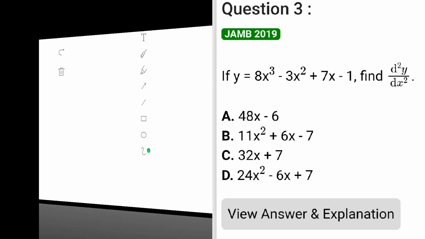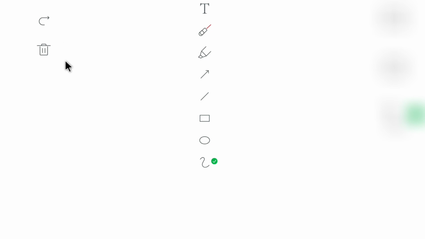So let's proceed. Now, final example with this set of differentiation, we'll be having 2x cubed plus 4x squared minus 7x plus 11. We are finding d squared y over dx squared. Now, this is not difficult. This is just telling you to find higher derivative, right? So you don't need to panic. You just need to differentiate twice.